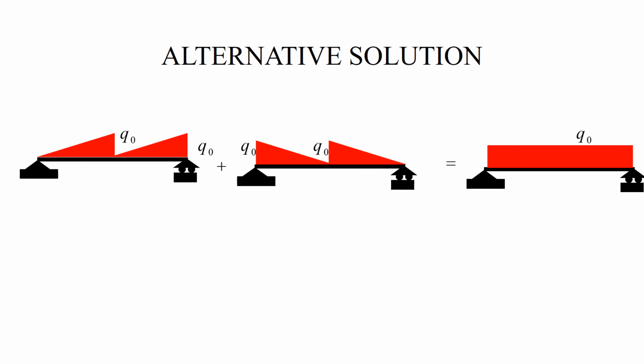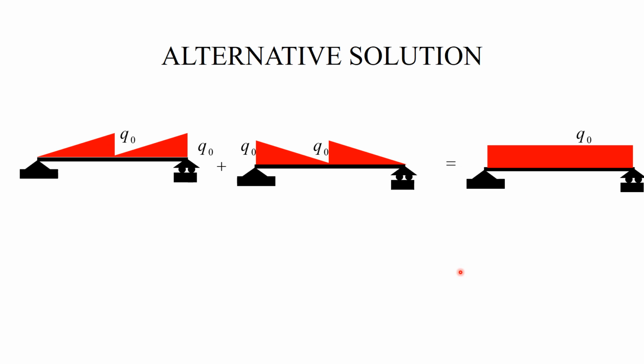In this alternative solution, I take the original beam and I observe that if I flip the load, so my zigzag starts with q0 on the left and ends with 0 on the right, then of course, if I add these two loadings, I will obtain a uniformly loaded beam of intensity q0.